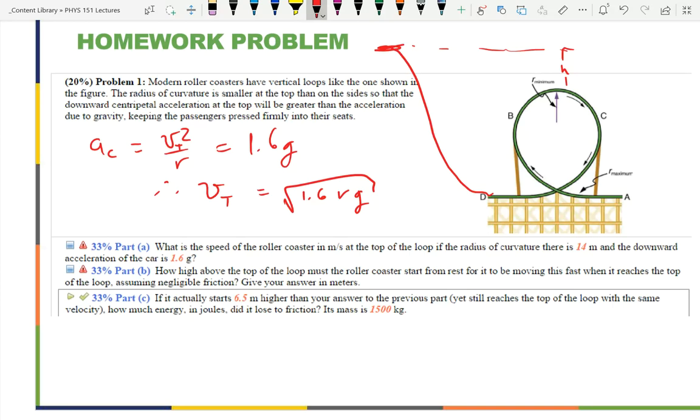Wait, they cancel out, which means the two of them are equal to one, right? Are we supposed to use this equation again? Yes, that's how they cancel out.